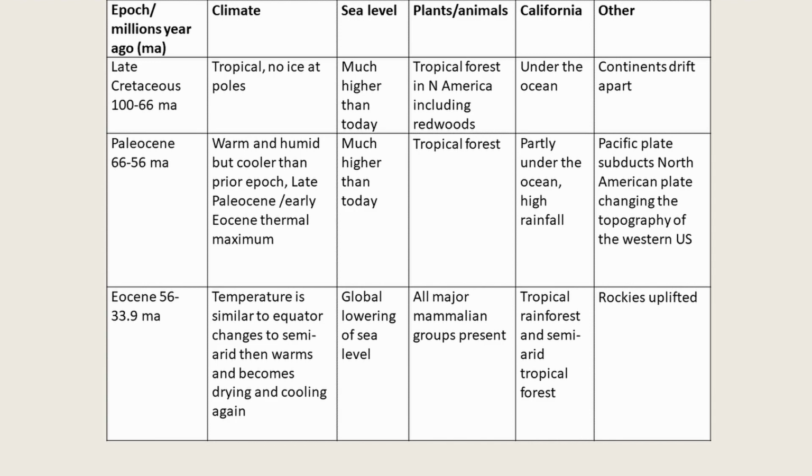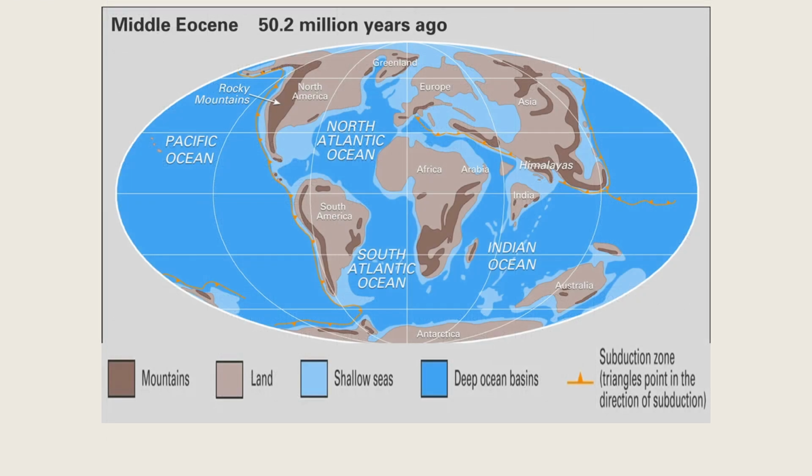So let's see some pictures. Okay, here you can see the Rocky Mountains. This is mountains, that dark color. But you look to the west of it and you barely see any land. That's because, again, most of California is under the water.